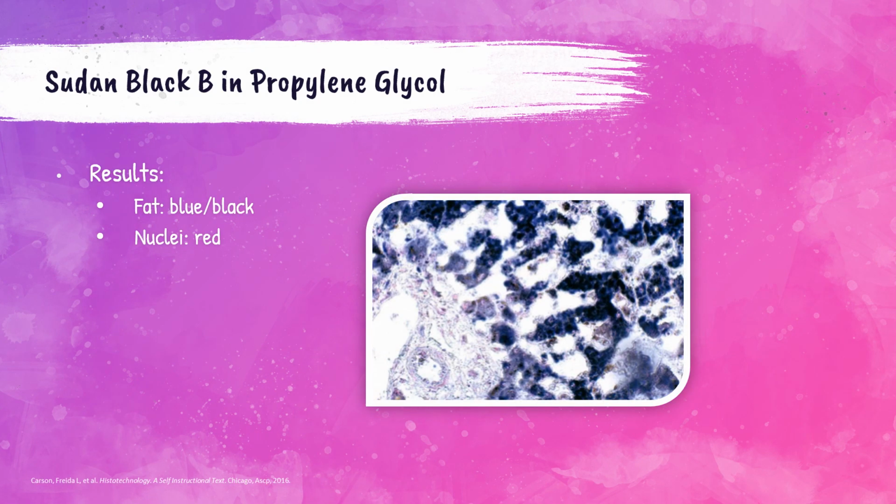When stained with the Sudan black B and propylene glycol stain, fat will be blue-black in color and nuclei will be red. The photo on the right-hand side of this slide shows a fatty liver frozen section. All this black here is fat that is present within the tissue. So all of this is going to be that black stuff, and that's all going to be the fat within the tissue.